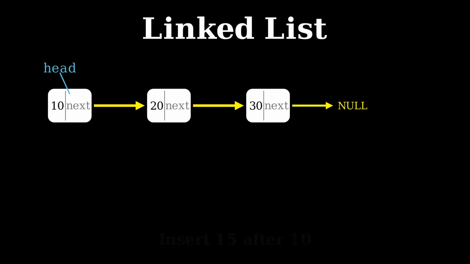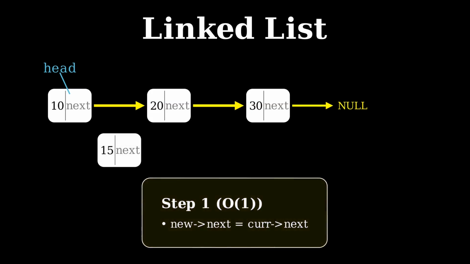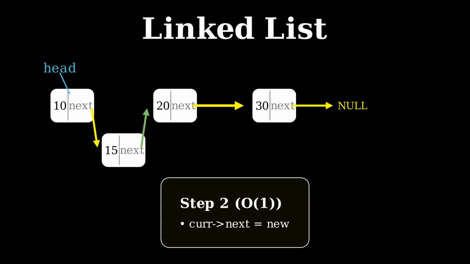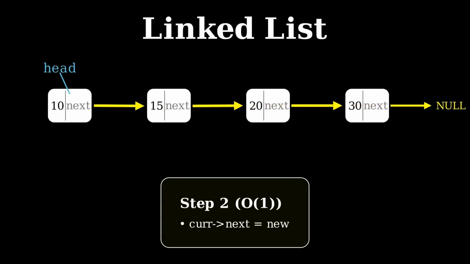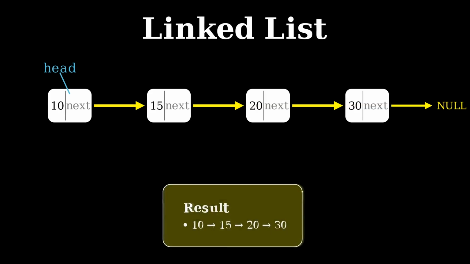Now let's say we want to insert 15 after 10. First, our new node's next should be pointing at the same thing our current node's next is pointing to. Then we will need our current node's next pointer to point to our new node, whose data is in this case 15. So now we have 15 inserted in between in our linked list.